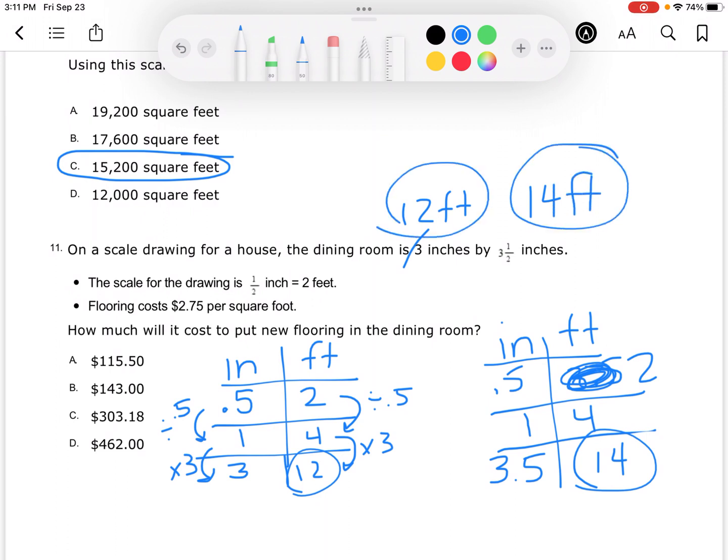So now I'm going to find the area of the shape. So 12 times 14, and I get 168 feet squared. From there, I know that if it costs $275 per square foot, I'm going to do 168 times 275, and I get $46,200.